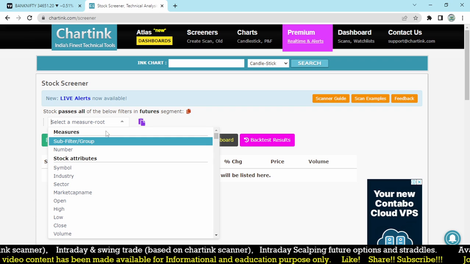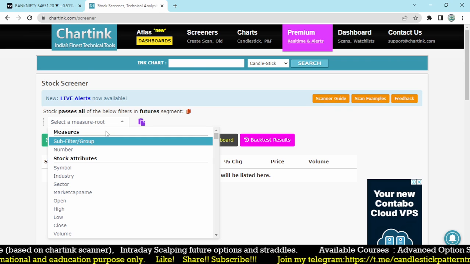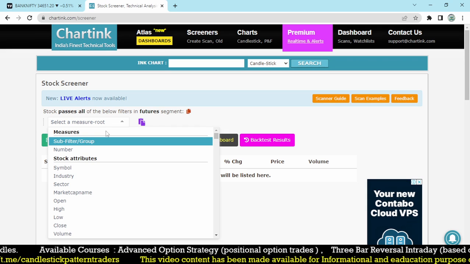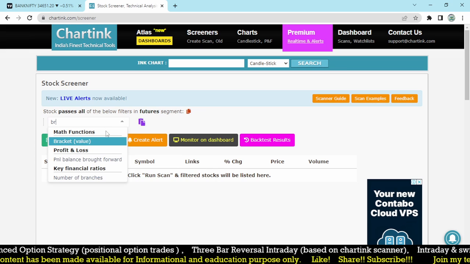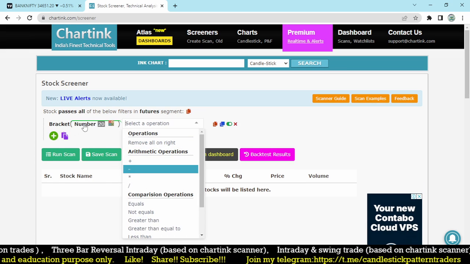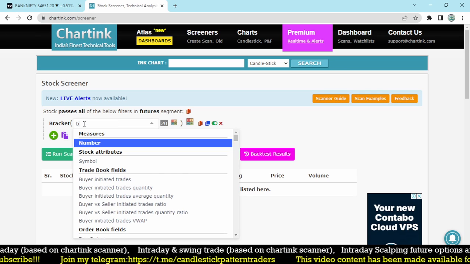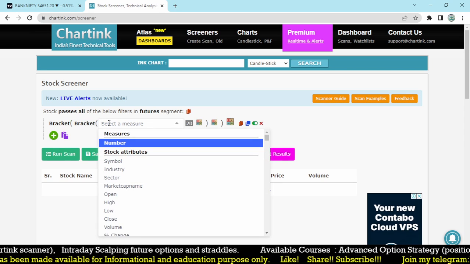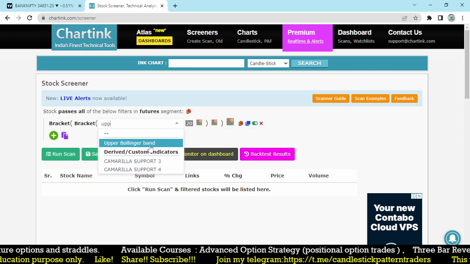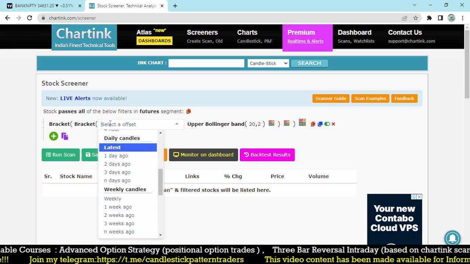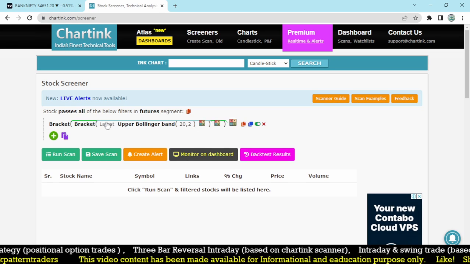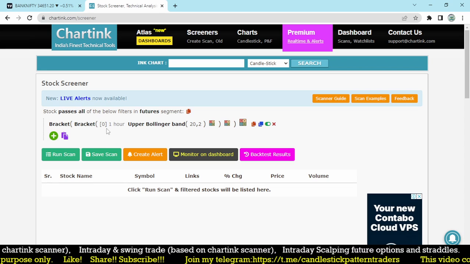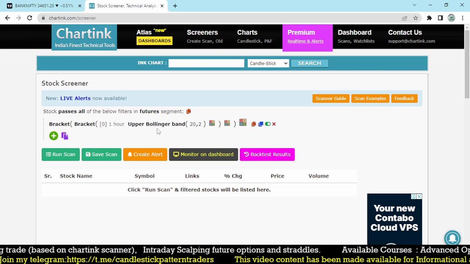Here we have some calculations: this band minus this band, and it must be less than the value from around 30 days, 40 days, whatever. That's why I'm using a bracket value, because I'm going to add and subtract two values. Now I'm going to use the upper Bollinger Band. Instead of latest, I'm going to use the time frame, that is 1 hour. So I'm talking about the current 1 hour candle's upper Bollinger Band.